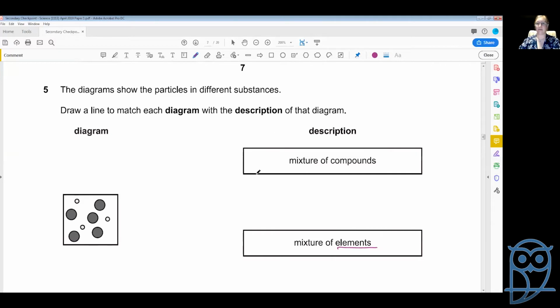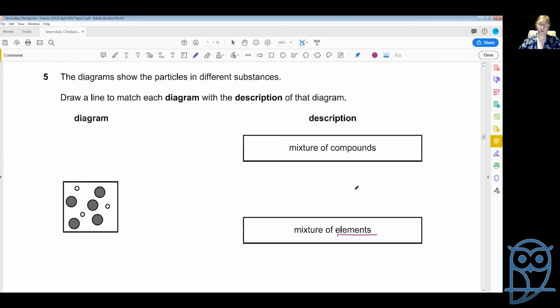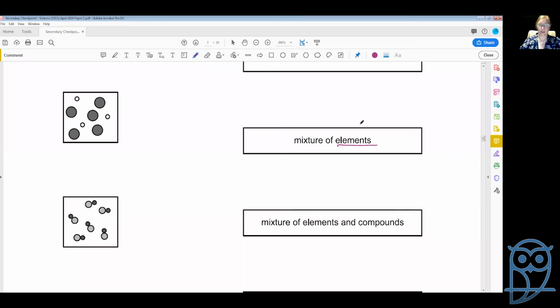So if we have a mixture of compounds, this would be lots of different elements bound into one, but a mixture of different ones of that. Mixture of elements would just be a bunch of single ones. So this one here is a good example of a mixture of elements. So we can connect those.